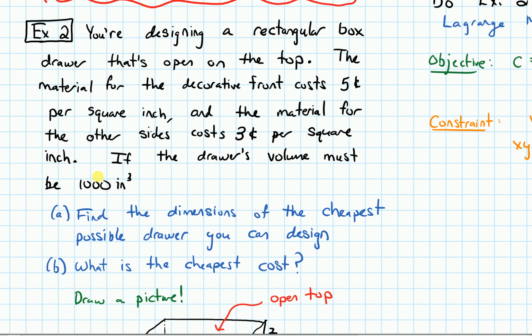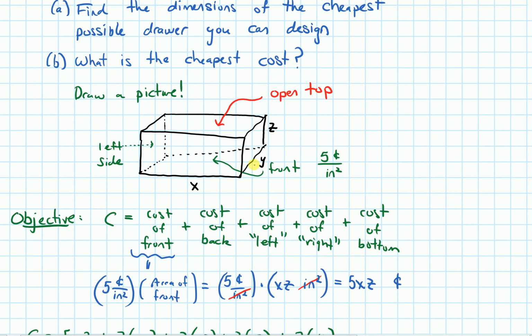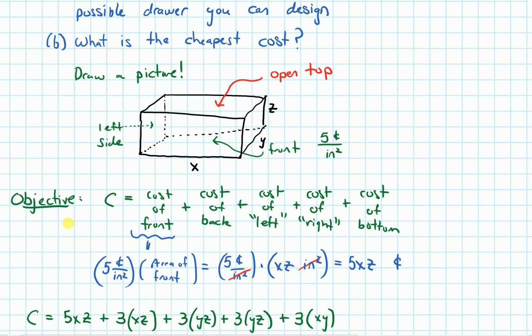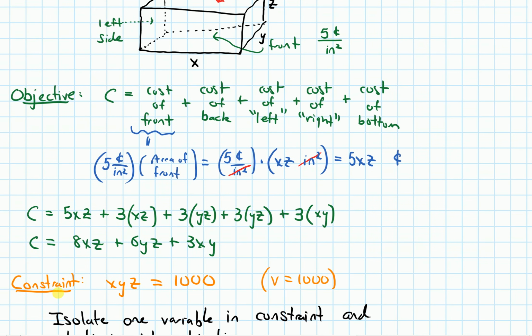And in the last video, we drew a picture of this shape. We assigned some variables to the different side lengths. And we set up our objective equation, which was the cost. That was the thing that we wanted to minimize. And we set up a constraint equation, which was the given volume. It told us the volume was 1,000. So again, the key idea there was, remember, objective is an equation for the thing that we wanted to maximize or minimize, which in this question was the cost. We wanted to build the cheapest possible drawer.